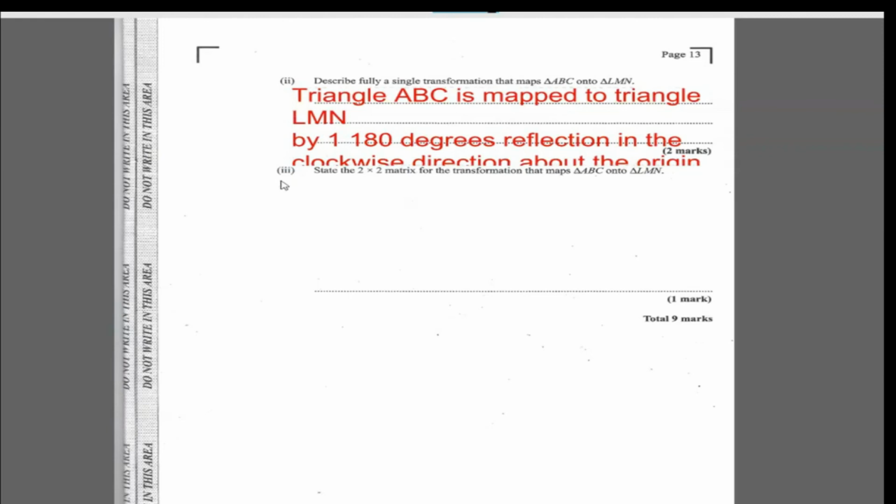Now the next part says, state the 2 by 2 matrix that maps triangle ABC to triangle LMN. Now, the matrix is going to be, because it's a 180 degree rotation, -1, 0, 0, -1. All right, that is the rotation. Just off memory, there's a formula that can actually work out these things. I've been using this formula for many years now.